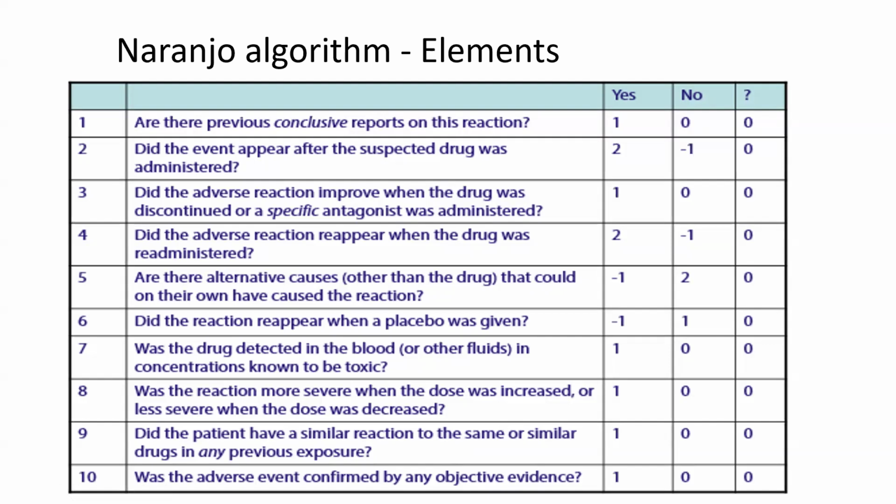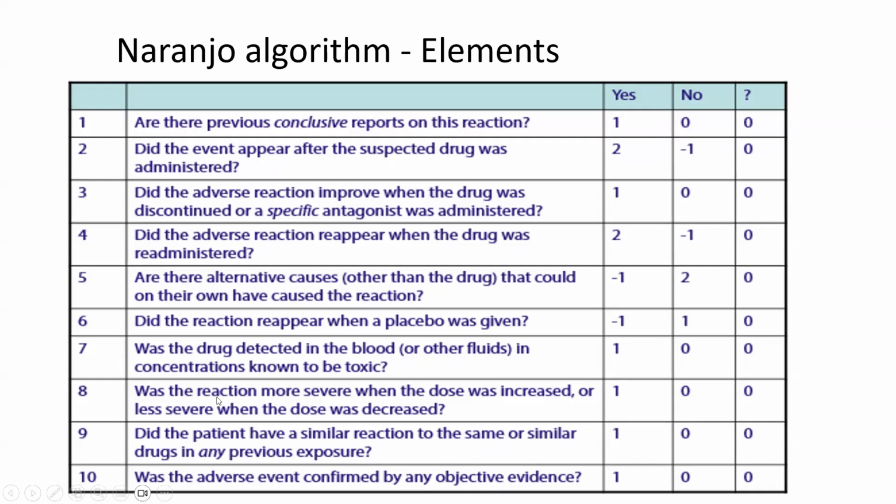Are there previous conclusive reports on these reactions? Okay, did the event appear after the suspect drug was administered? Okay, did the adverse reaction improve when the drug was discontinued? So these are the set of 10 questions, and you have to put your answer as yes, no, or not sure. Okay, and based on the scores, we can conclude whether the causal association is certain, likely, or what it is.